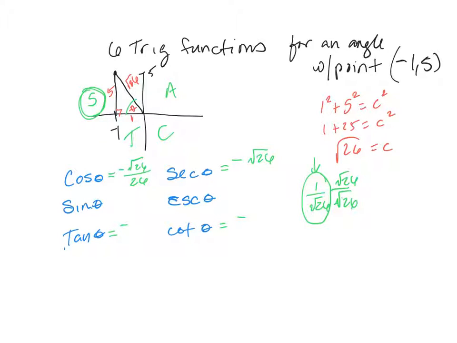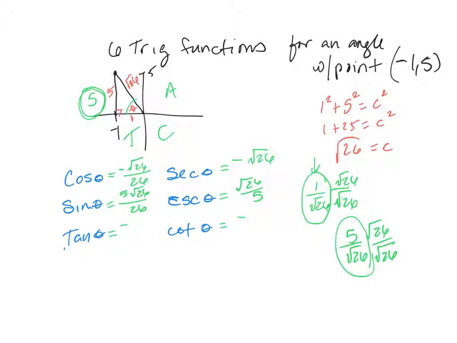Now I do sine. Sine is 5 over root 26. Multiply that by root 26 over root 26. And I get 5 root 26 over 26. But when I flip this guy over, I get my cosecant, which is going to be root 26 over 5.